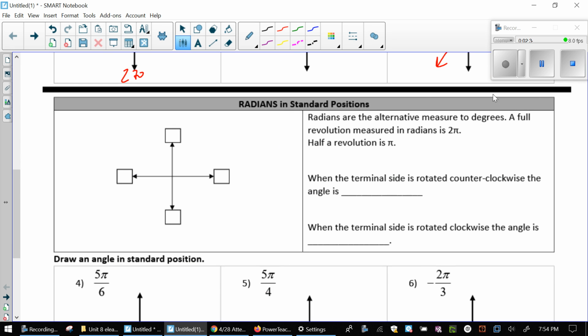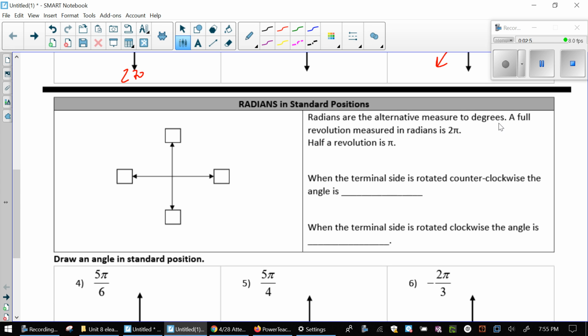Got a lot of stuff typed in here. Write this stuff down, print these out, have them ready to go when you guys are doing your quiz next week, and you'll be good to go. Radians are the alternative measure to degrees. So these are two different ways we measure angles. A full revolution is measured in 2 pi, half is pi.